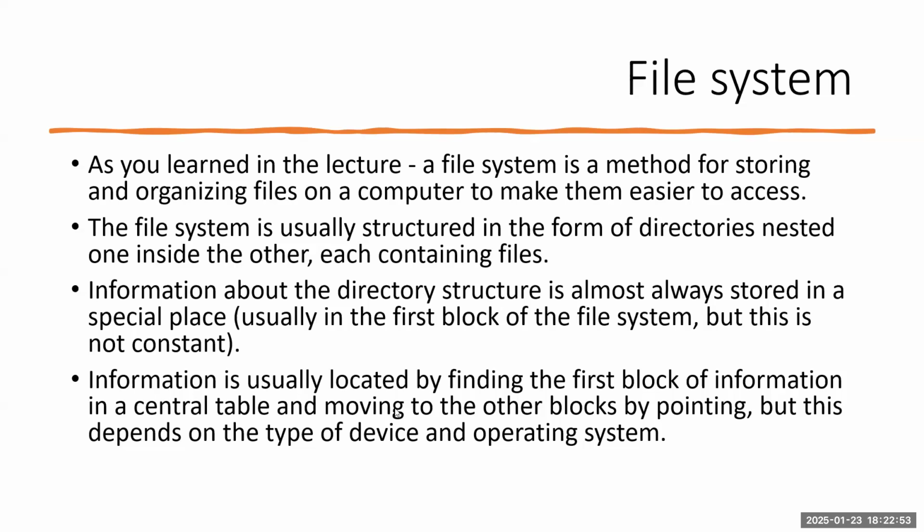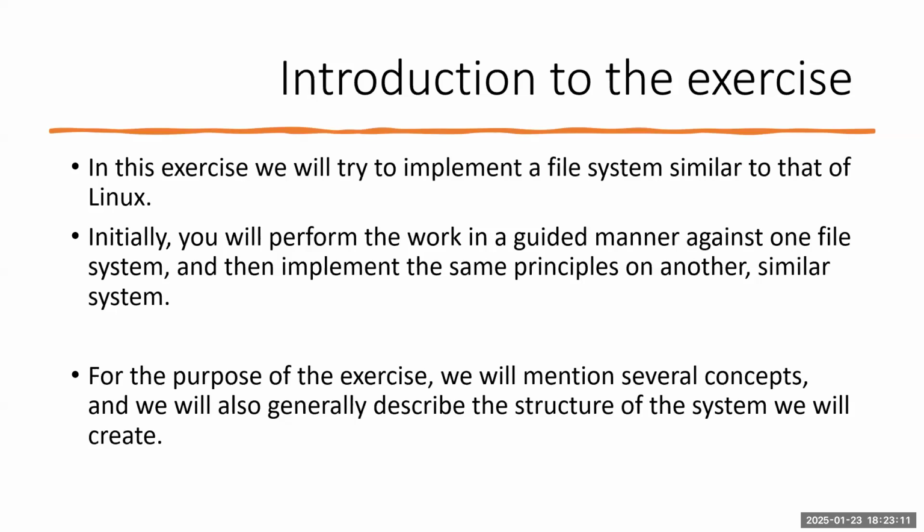Information is usually located by finding the first block of information in a central table and moving to the other blocks by pointing. In other words, each block points to the following block, but it depends on the type of device in the operating system. There are all different ways.